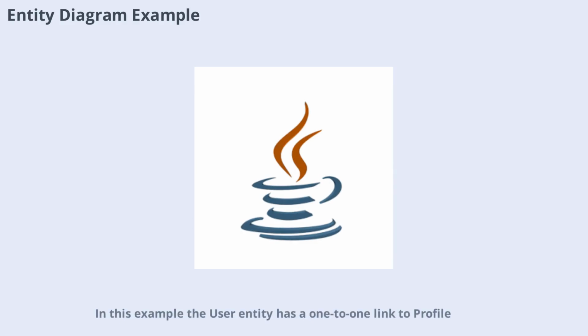In this example, the user entity has a one-to-one link to profile, and profile points back to user. These diagrams help you and your team quickly understand the structure and relationships in your application.